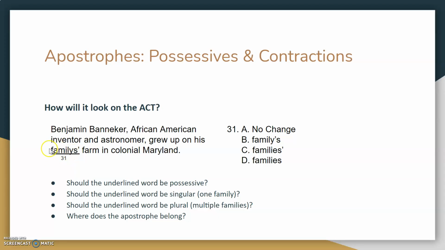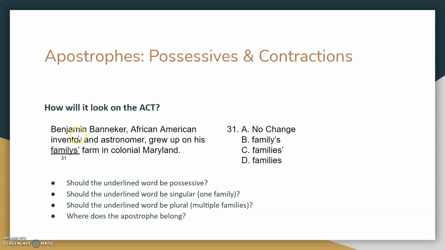Does something belong to the family? And the answer here is yes, of course, the farm belongs to the family. And now because my options have singular and plural forms of family, I need to know, is the word singular or plural? Only because the singular form of the word does not end in S and the plural form of the word does end in S. And I need to know that in order to know where to put my apostrophe.